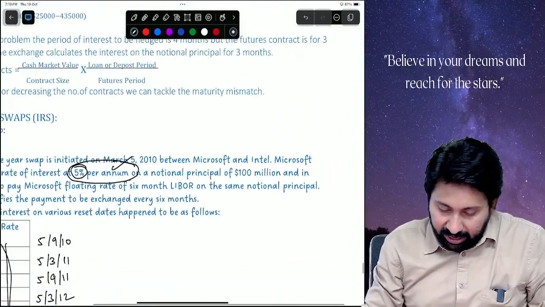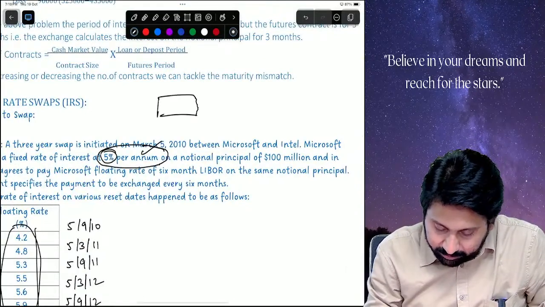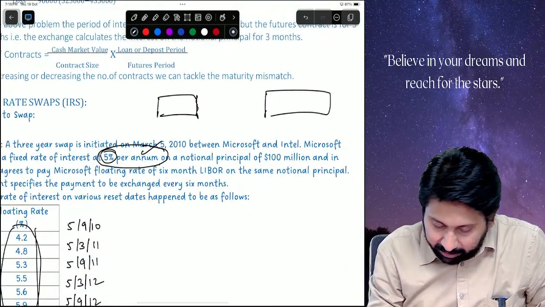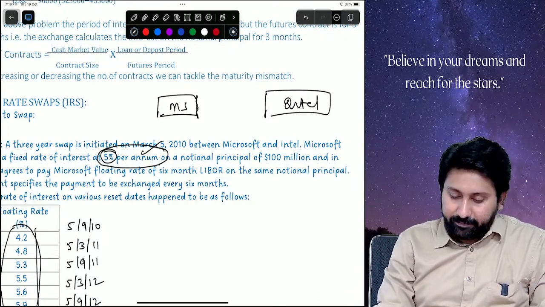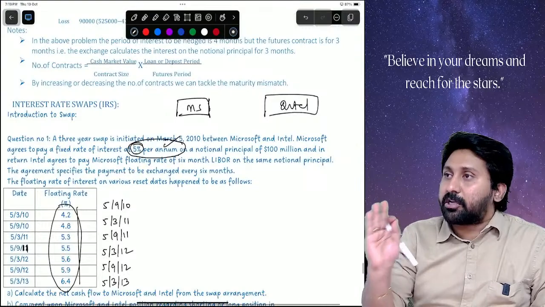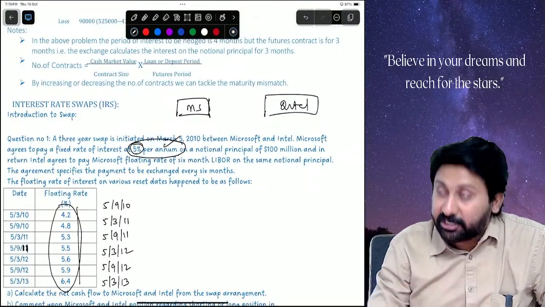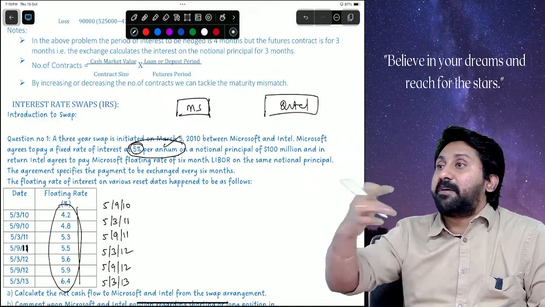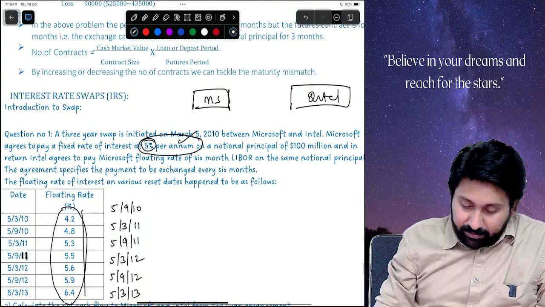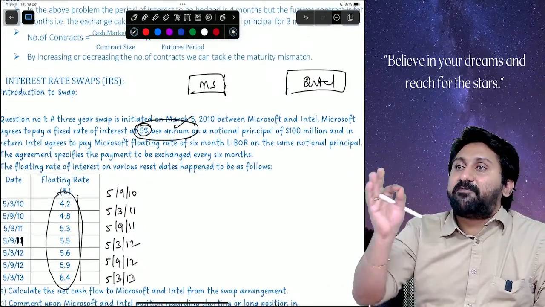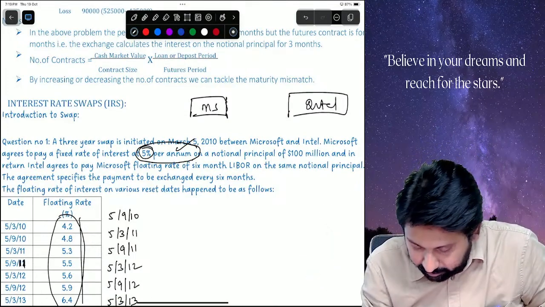Now tell me. I will draw a diagram to make you understand. How many companies are there? 2 companies. Everyone participate. What are the 2? Microsoft and Intel. Microsoft is interested to pay fixed. Intel is interested to pay floating. See there. Microsoft agrees to pay fixed, floating. Very good. To whom? Intel. How much?